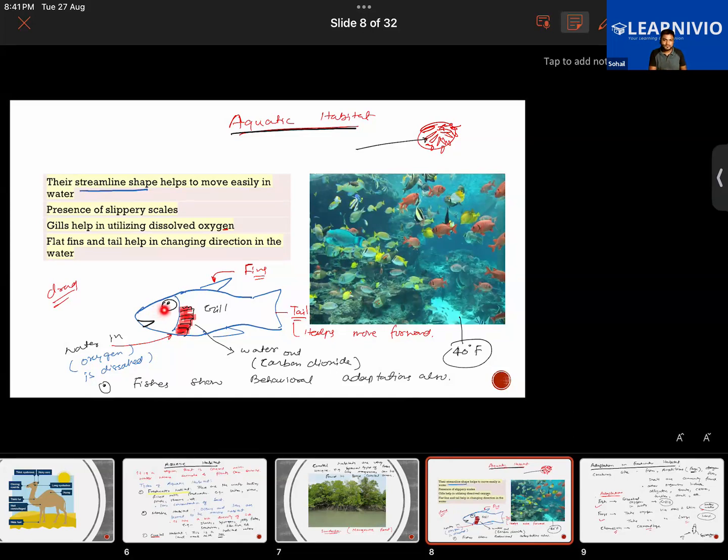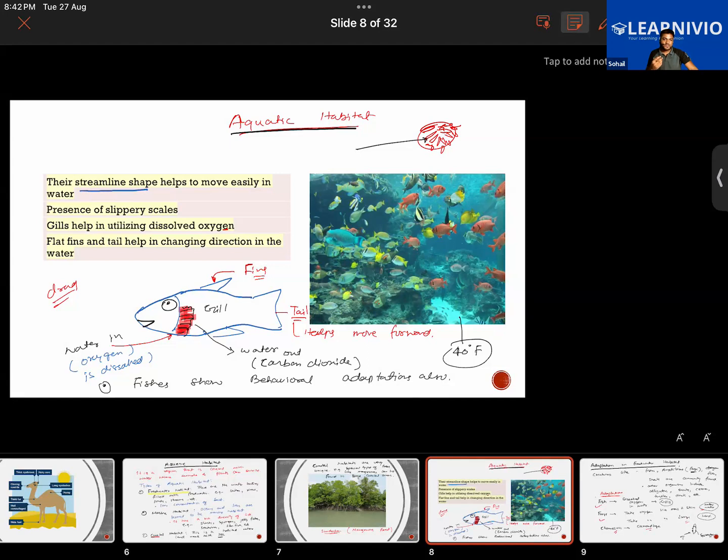They also have a smooth body with scales on it, so that if we catch the fish, it quickly slips out of our hand. So Khadija, you would have also observed there are so many slippery scales on the surface of the fishes that allow them to swim swiftly in the water.